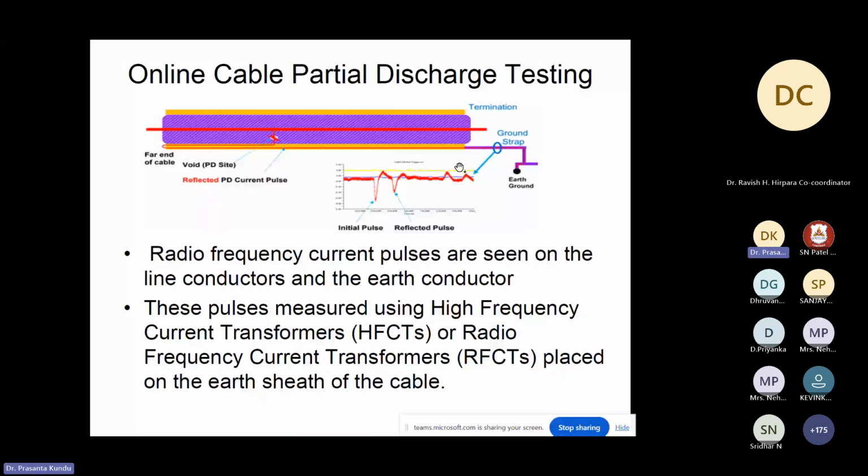Now a PD pulse will create an electromagnetic wave or electrical pulses that will propagate. It is high frequency, it is not the same as our power frequency. These pulses have higher frequency components that will propagate, and the magnitude is also very low. It will propagate to this part, and there a radio frequency current transformer or high frequency current transformer is put, linked to the ground part. It is for online measurement.